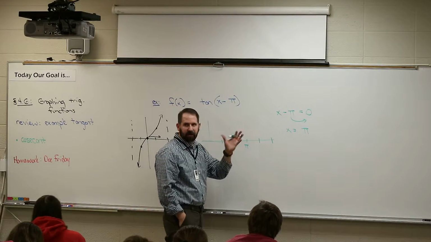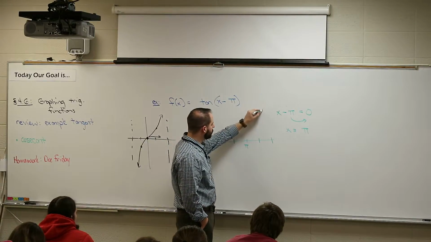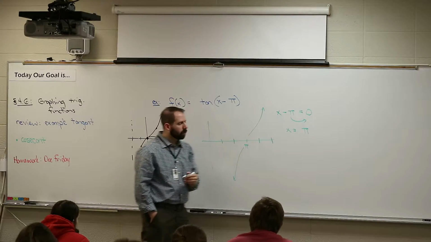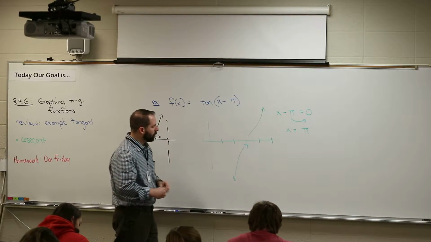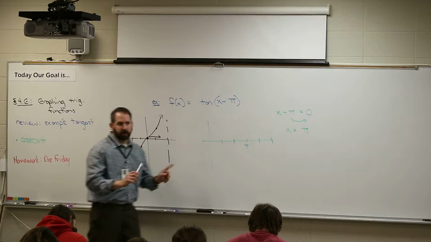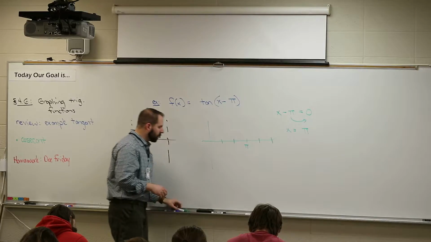So if I'm going to hypothetically think about what tangent looks like, it looks something like this, right? That's what it tentatively looks like, where it's passing right through that middle point. Okay, so does everyone understand how the shifting works? Now, let's figure out how to figure out those four hash marks.